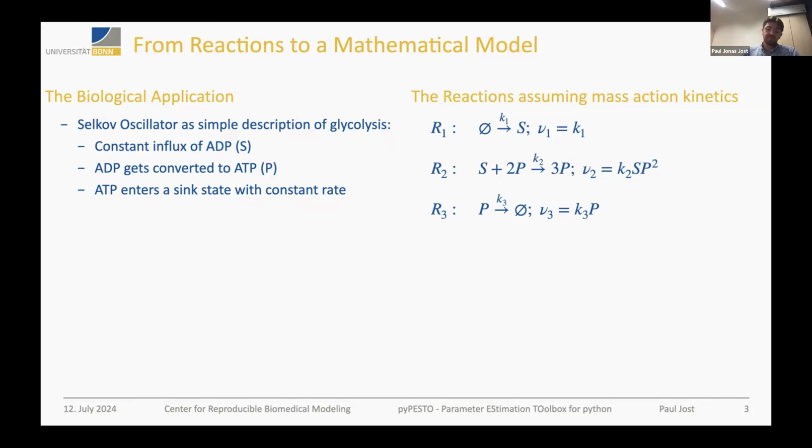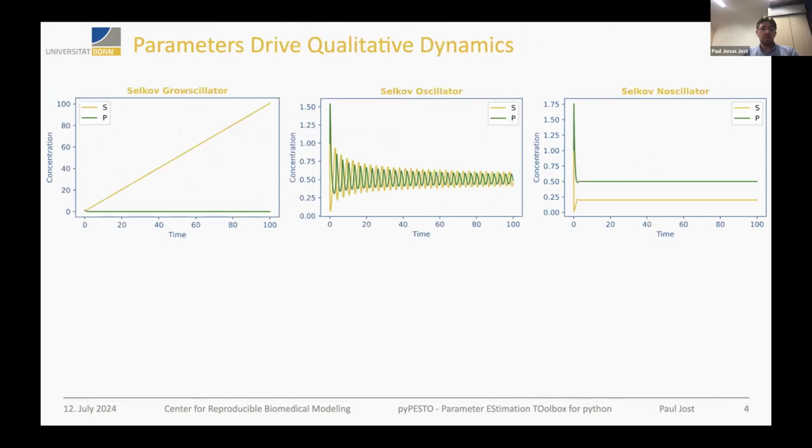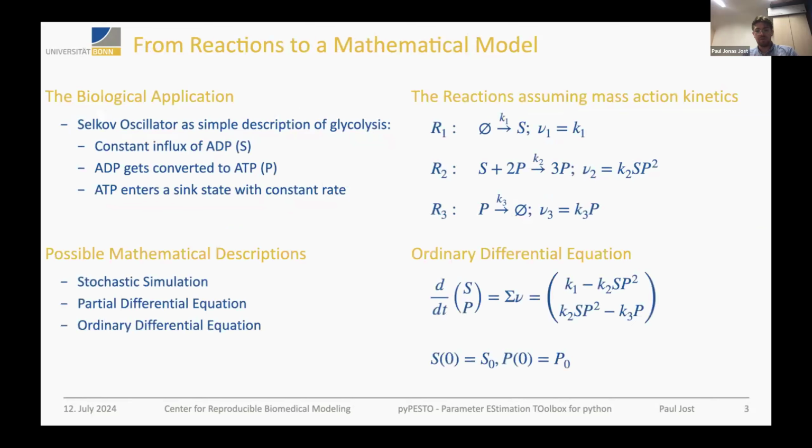So this is not yet the mathematical model, and for the mathematical model, we have a multitude of options. This is by no means exhaustive. It's just the first three I came up with. The first one is you just assume, well, each reaction has a certain probability to happen or to occur. So we want to do a stochastic simulation, like a Gillespie algorithm. You might want to say, I want to have a spatial component in there and model the concentrations explicitly. Then you have a partial differential equation.